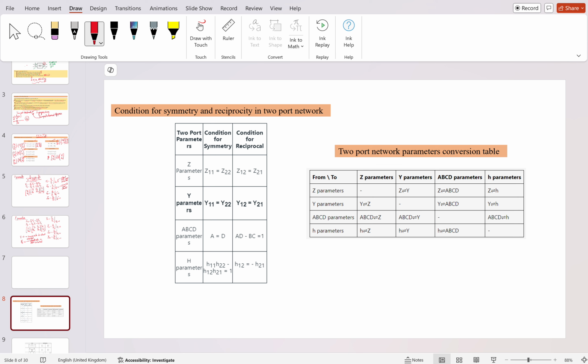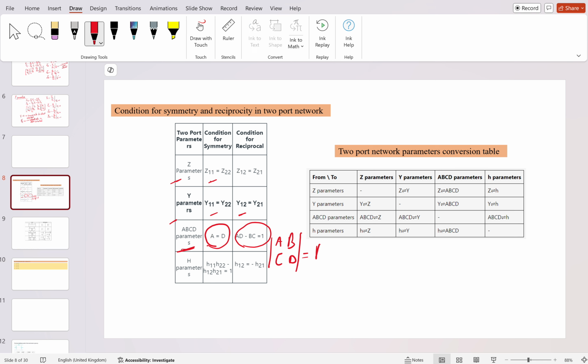If you take the Z parameter, the condition for symmetry is that Z11 is equal to Z22, and the condition for reciprocity is that Z12 is equal to Z21. Same for the Y parameter: Y11 is equal to Y22, and Y12 is equal to Y21. This is basically the reciprocity or symmetry. For the ABCD parameters, A is equal to D, and AD minus BC, the determinant of the ABCD parameters you have got, is basically 1.